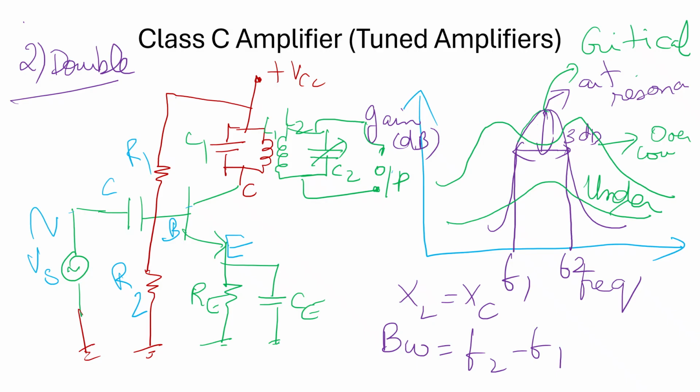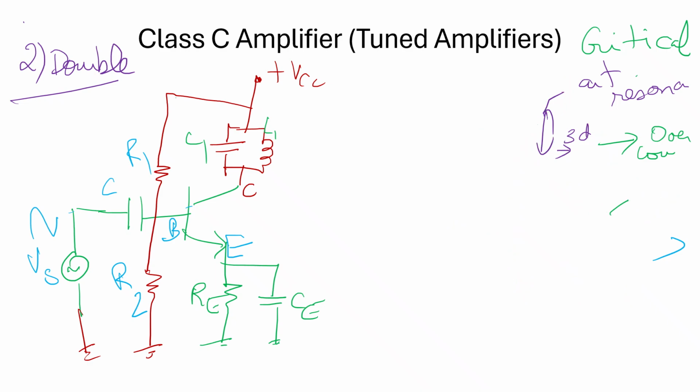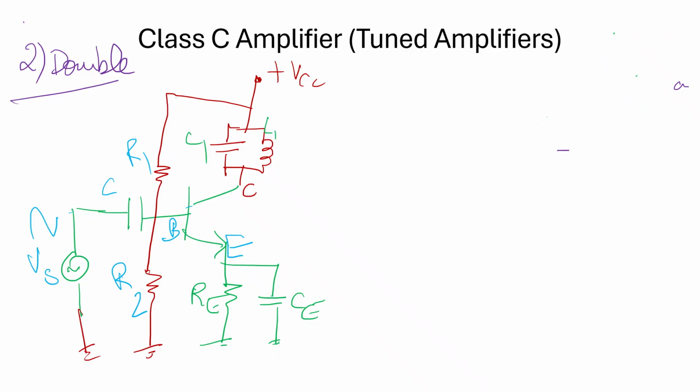Now we'll move on to the third type of circuit. Again, I'm going to modify. The third type of circuit is called the stagger tuned amplifier circuit. It is nothing but connecting two single tuned amplifier circuits together. I'm now going to draw the stagger tuned class C power amplifier circuit.